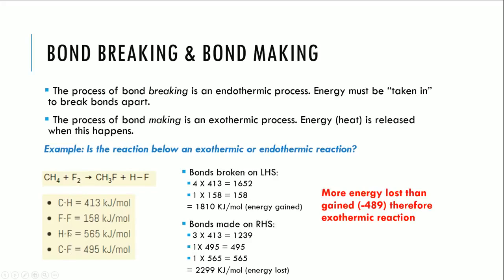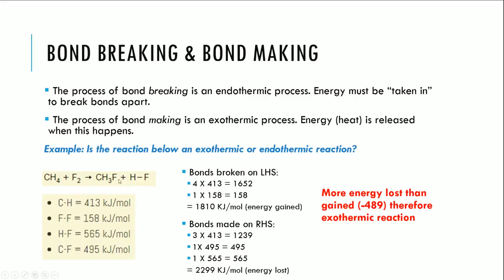So if you look at the relevant bond energies, we're breaking apart 4 CH bonds. So 413 times 4 is 1652. We're also breaking apart the bond between 2 fluorine atoms. So here it's 158. So 1652 added to 158 gives you 1810 kilojoules per mole. And again, we are breaking apart these bonds, and we talked about the fact that bond breaking is an endothermic process. So in order to break these bonds apart, the system gains 1810 kilojoules.